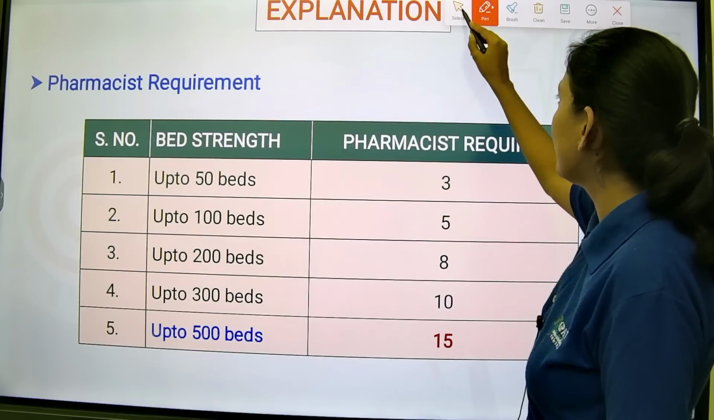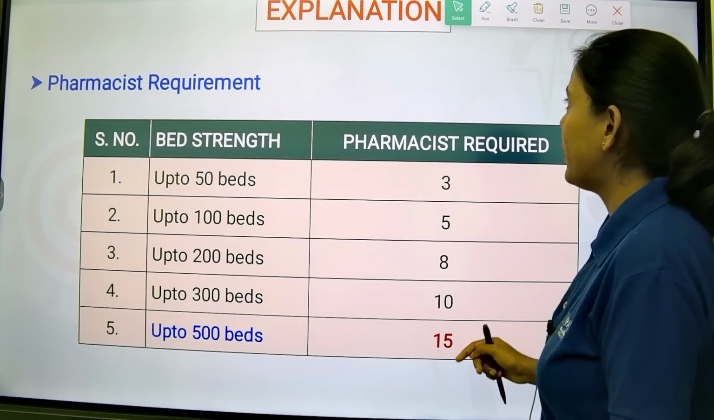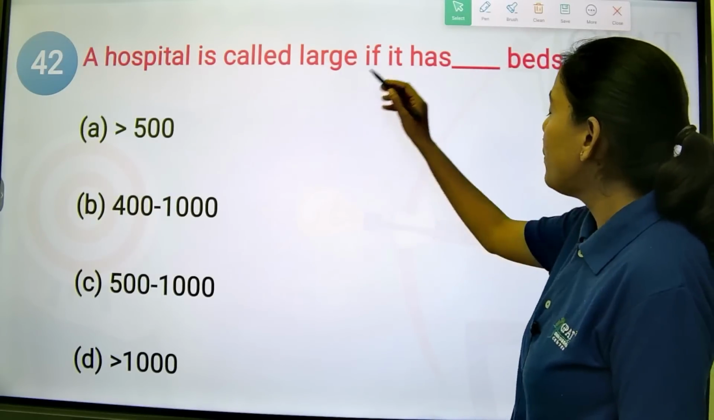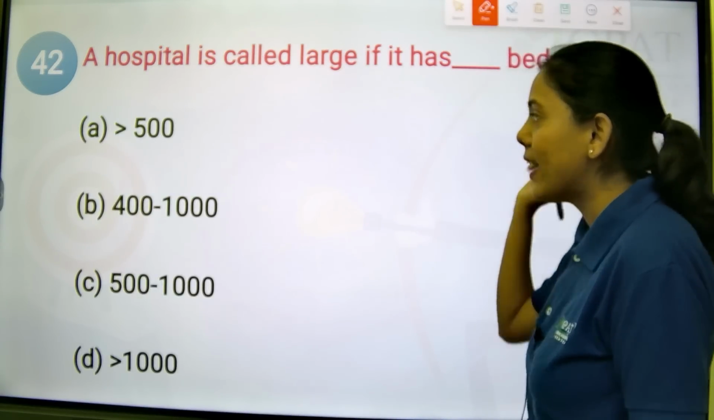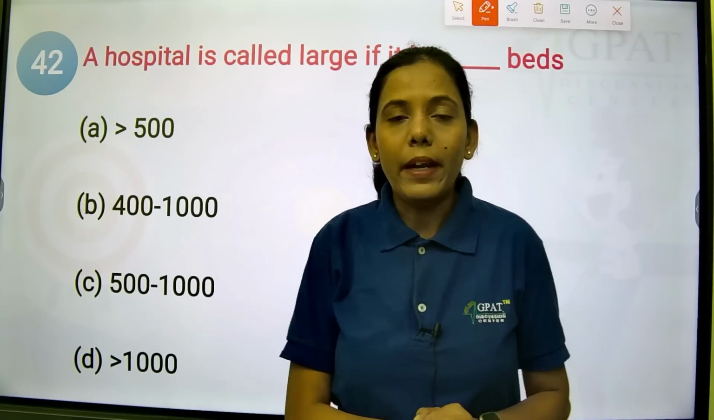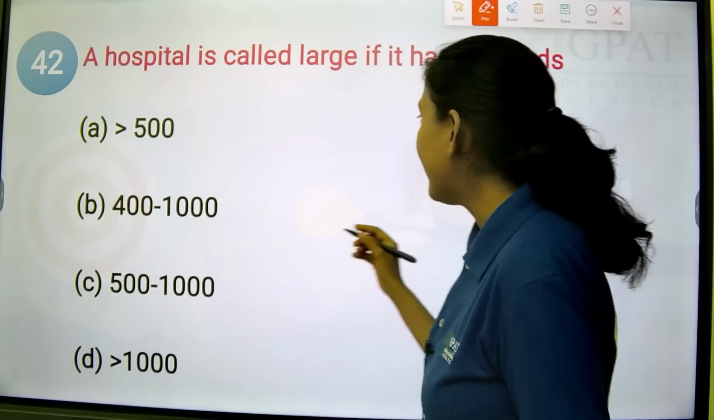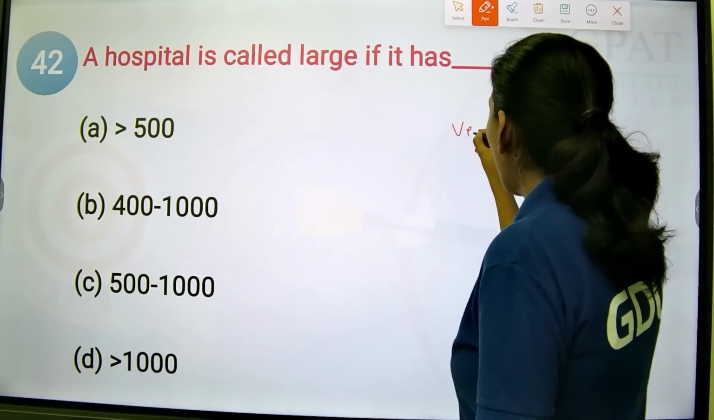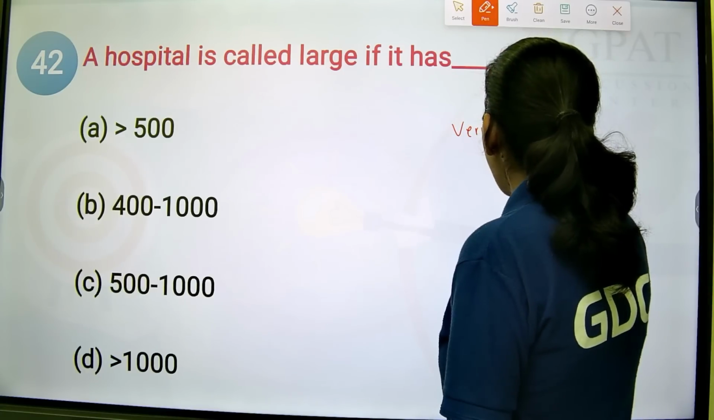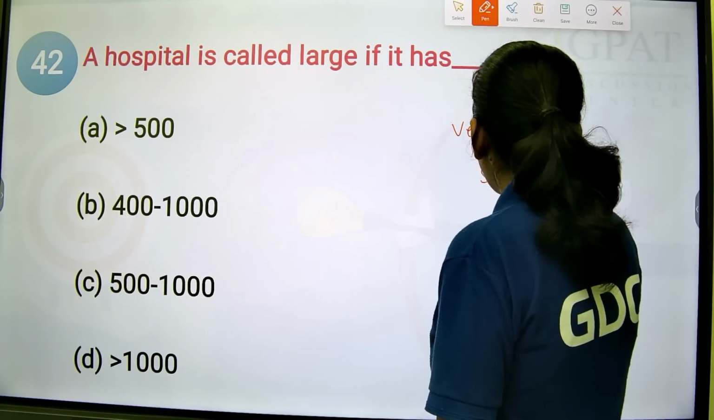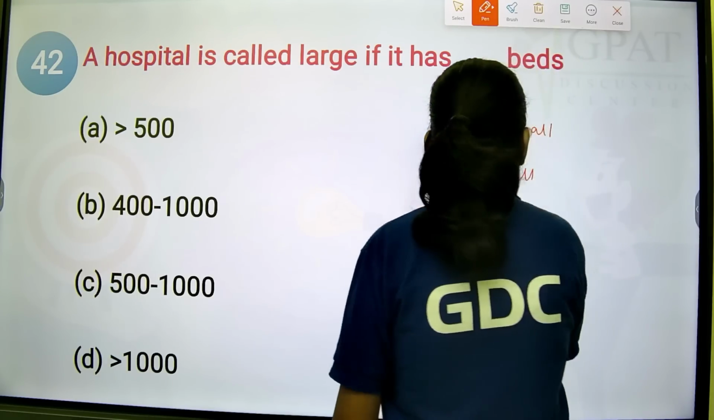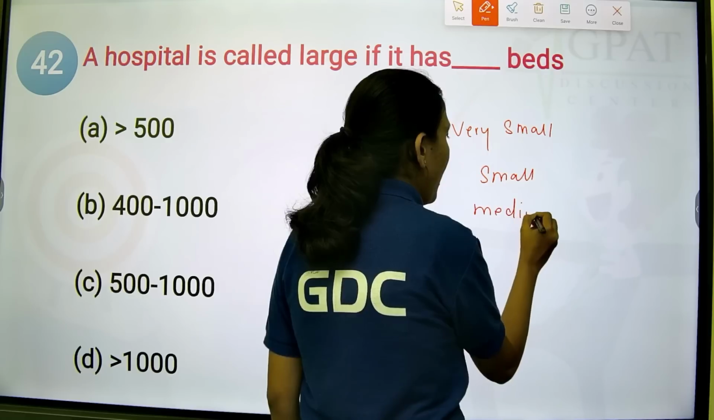Now let's see what is the next question in the hospital pharmacy. A hospital is called large if it has dash number of beds. Depending upon the bed size, it is categorized as very small, then small, medium, and large.